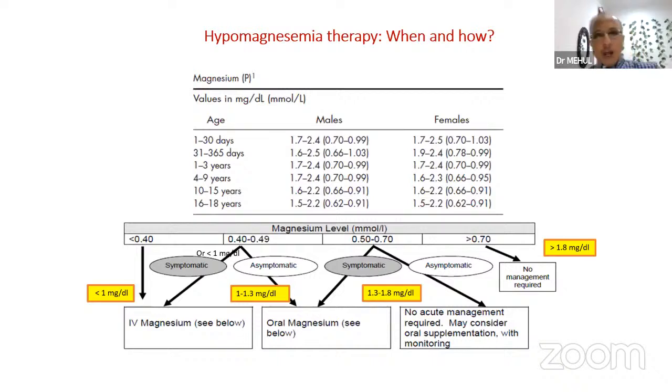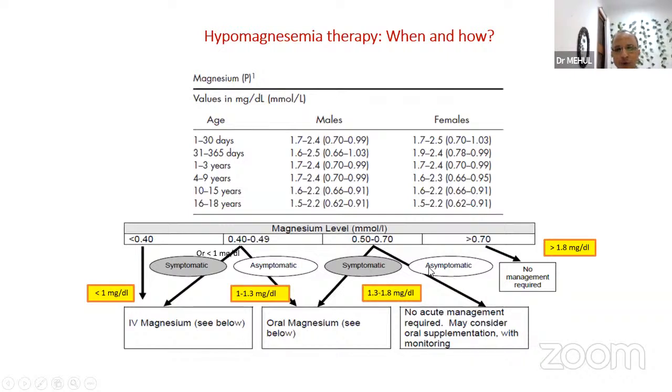And finally, how do we treat and when do we treat children with hypomagnesemia? The upper half of this table denotes the reference range for magnesium concentrations in the plasma. The lower half denotes the treatment of hypomagnesemia. So when we have magnesium which is less than 1 milligram per deciliter and the child is symptomatic, we need to give IV magnesium. If the child is asymptomatic and magnesium is between 1 and 1.3, we can safely treat him with oral magnesium.